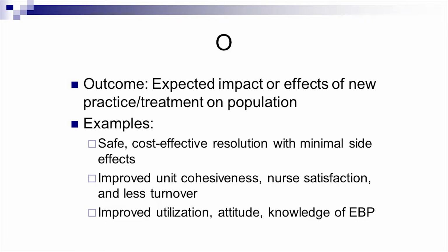The O in the PIC-OT is for outcome. This is the expected impact or effects of a new practice on a population. Some examples of an outcome would be safe, cost-effective resolution with minimal side effects. Another example would be improved unit cohesiveness, nurse satisfaction, and less turnover rates. Another example would be improved utilization, attitude, or knowledge of evidence-based practice.